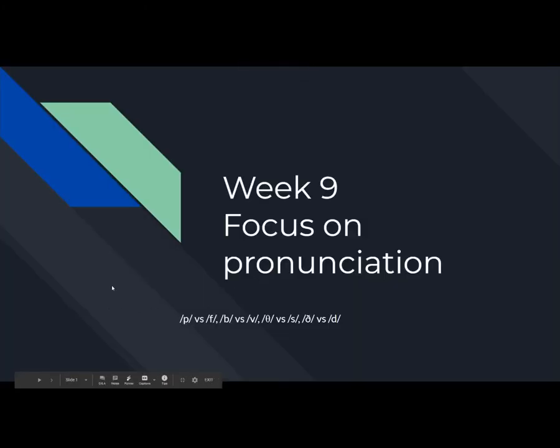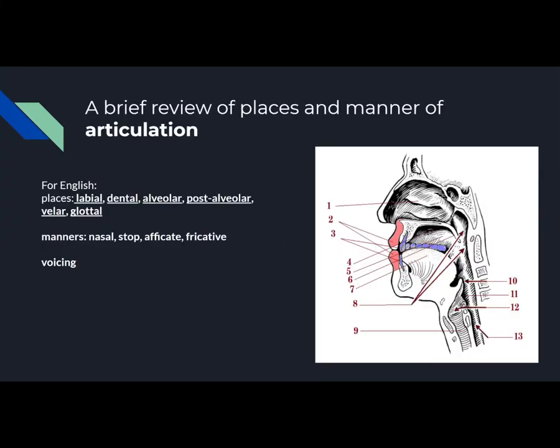All right, let's take a look at some pronunciation a bit closer with the p and f, b, v, th, s, th, d. So let's review before that places of articulation and manner of articulation. Don't forget we have places. Labial means your lips. Dental, teeth. Alveolar, postalveolar, velar, glottal. Manners, we have nasal, stop, affricate, fricative. And then we have voicing.